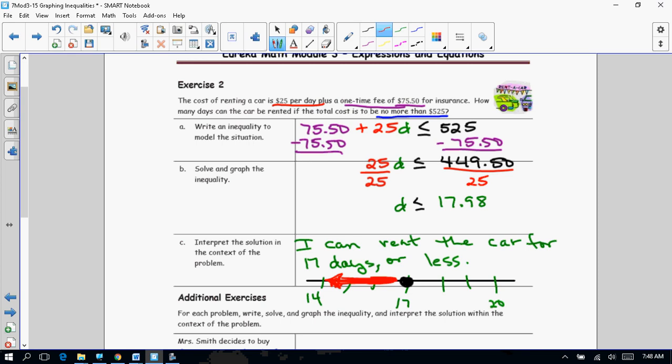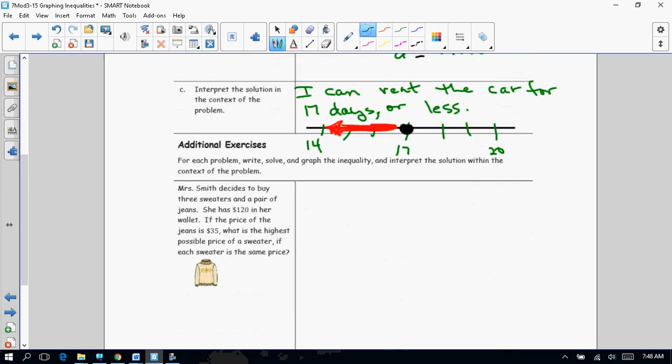All right, take a look at this next one. We're going to pause and we're going to have you try this one. Okay, let's read it quickly together though. Mrs. Smith decides to buy 3 sweaters and a pair of jeans. She has $120 in her wallet. If the price of the jeans is $35, what's the highest possible price of a sweater if each sweater is the same price? All right, so I want you guys to pause right now and try to figure this one out on your own, including the number line and interpreting. Give me an answer in a sentence.